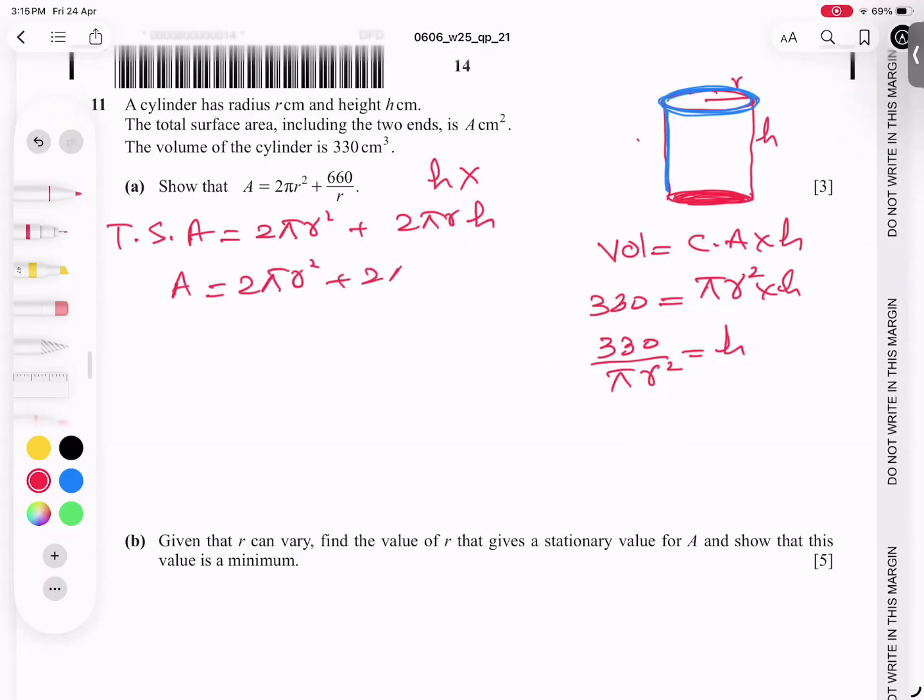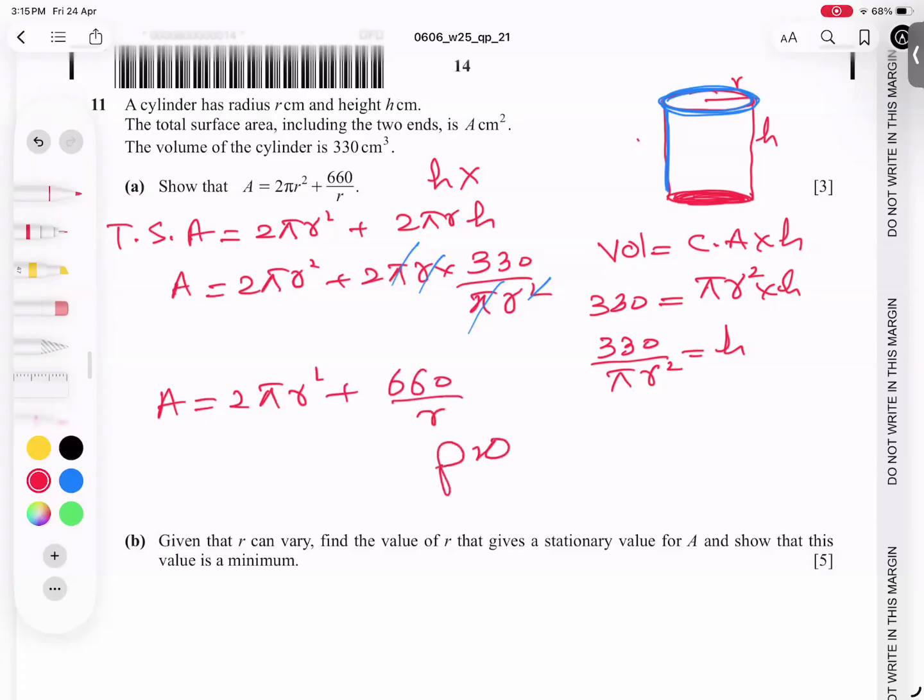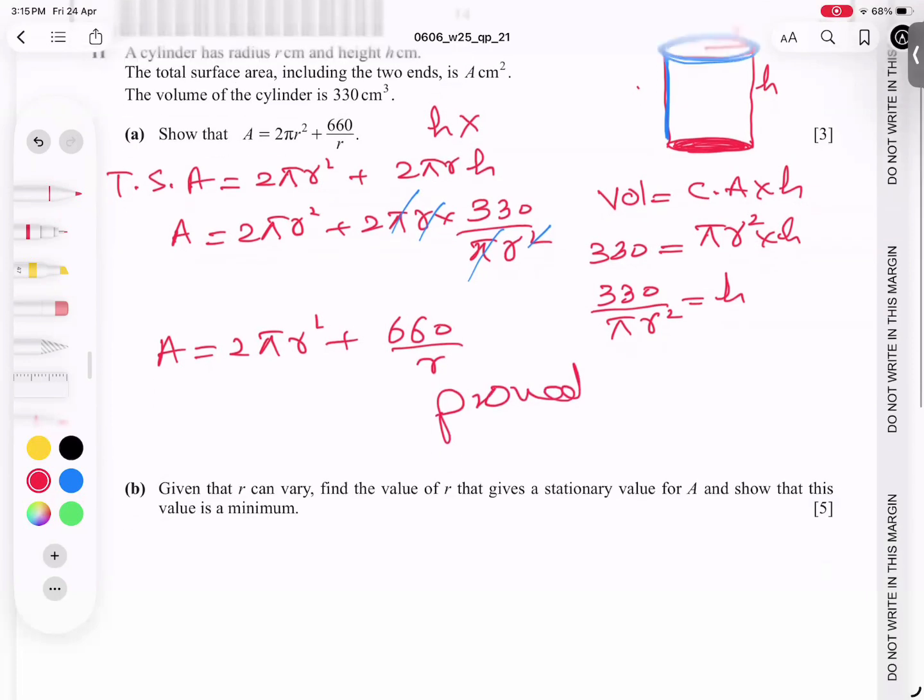And we are close to finishing our answer. I got 330 over pi r square. Pi will cancel out, r will cancel out, and that's it, the target is achieved. So this is 660 over r, so proved. I hope this part is very clear, and let's go for the next.